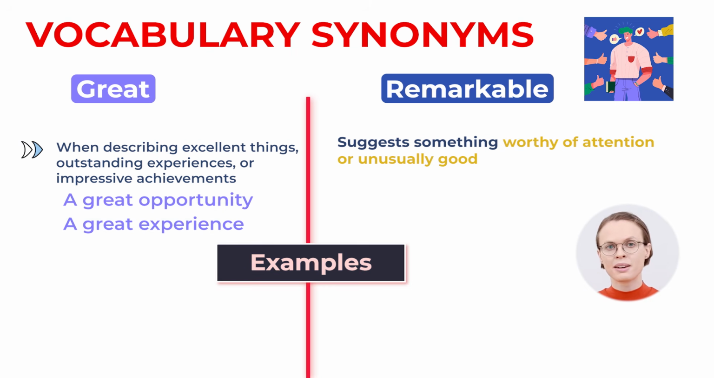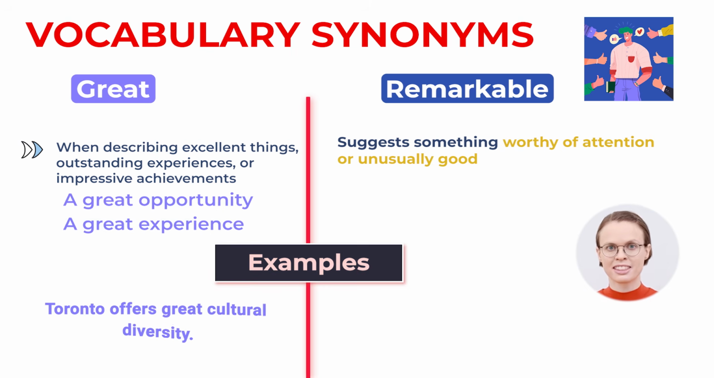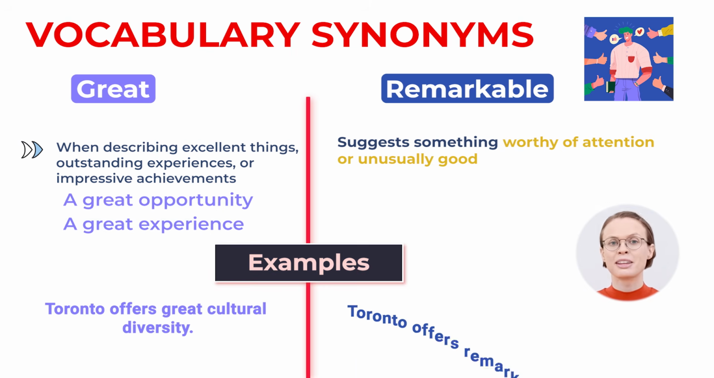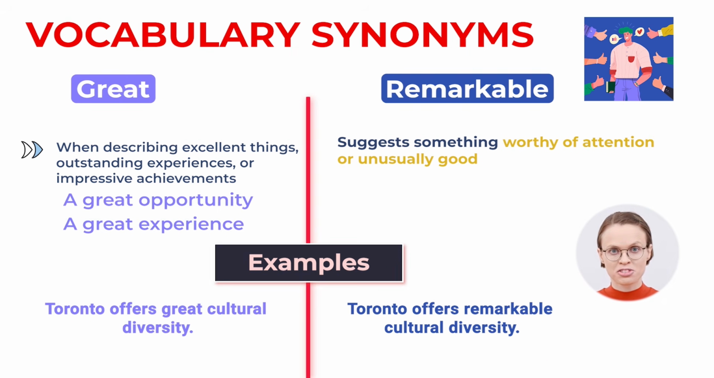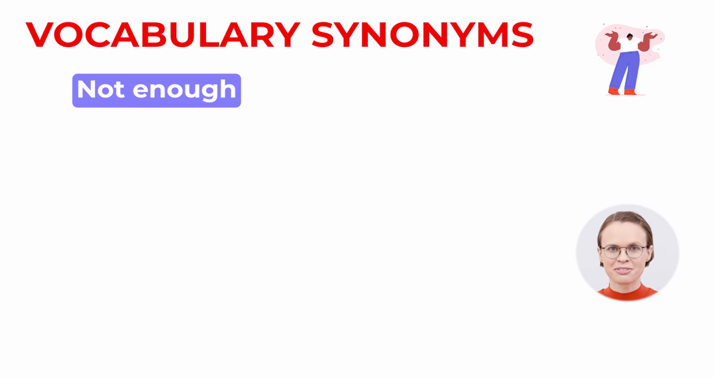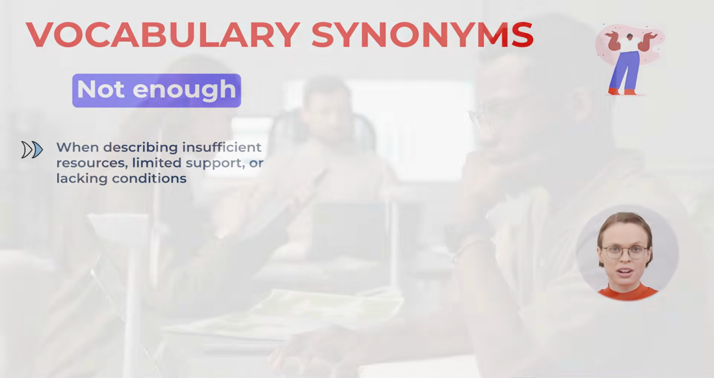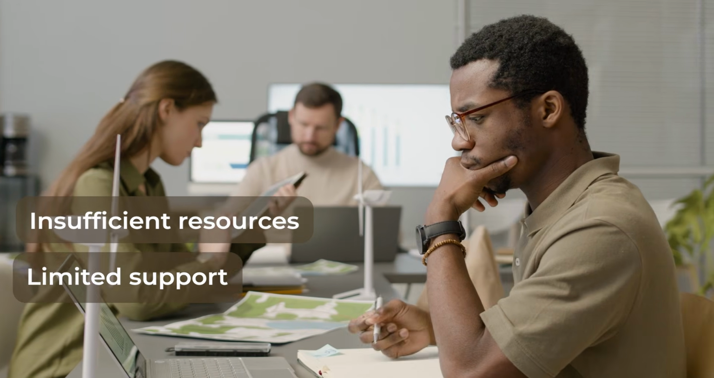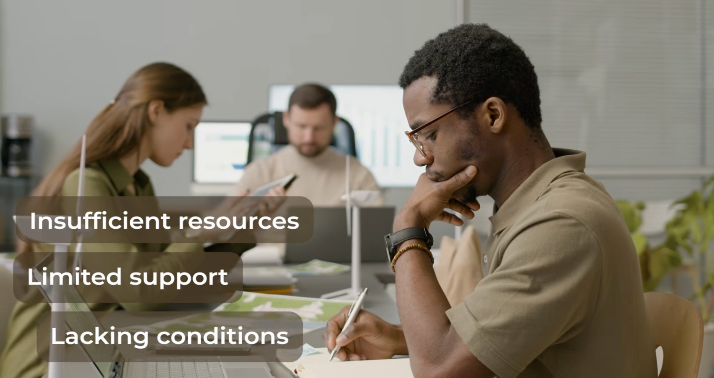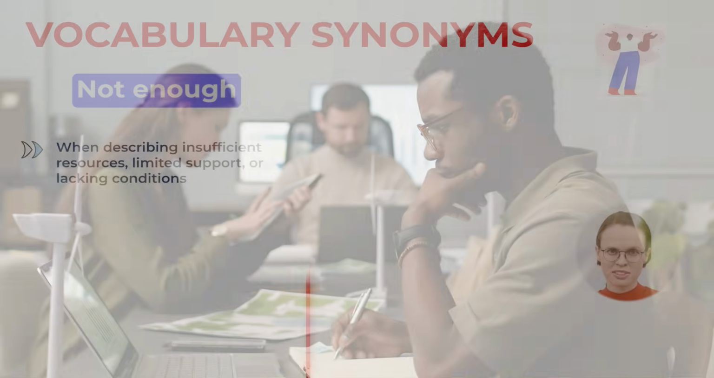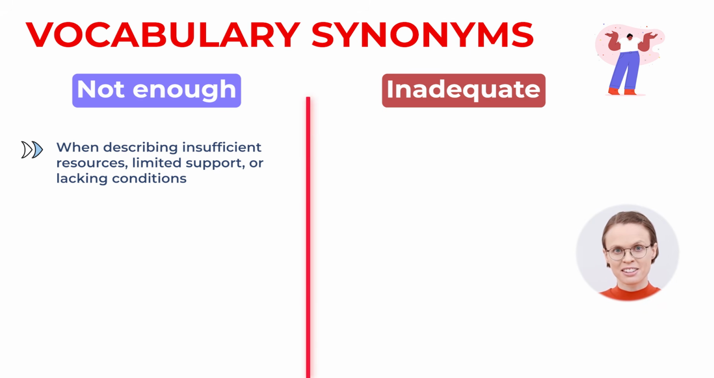Here's an example. Toronto offers great cultural diversity. This becomes Toronto offers remarkable cultural diversity. The word remarkable elevates your response immediately. Word number 5 is not enough, which test takers use when describing insufficient resources, limited support, or lacking conditions. A much better alternative is inadequate.